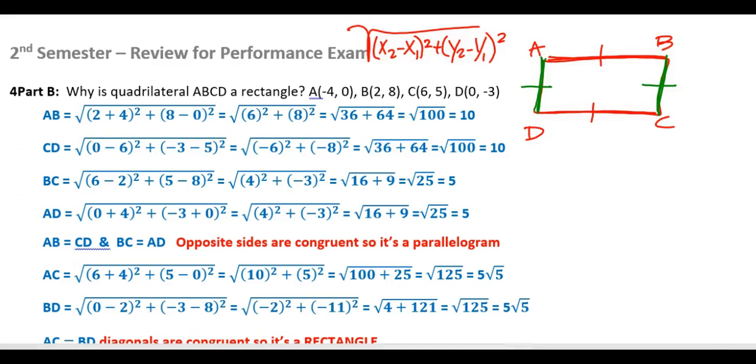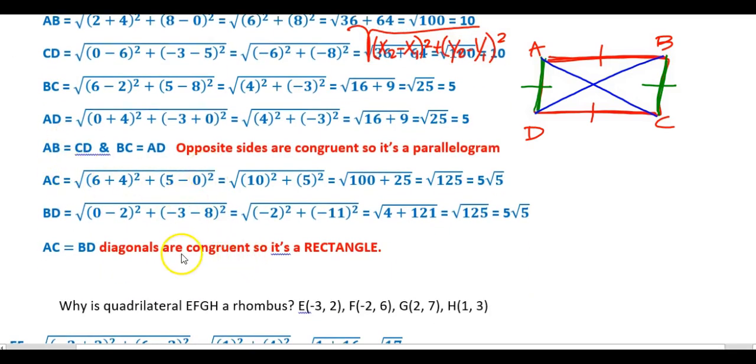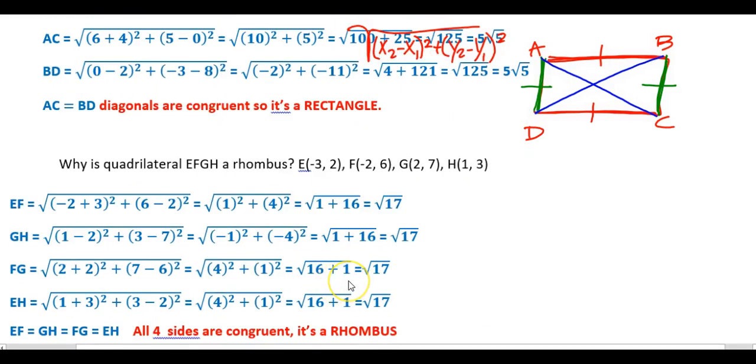So we're talking about AC right here and BD. If we find the length of them and compare them, again AC and BD, we get 5 radical 5, and we simplify it. Or you can actually just stop right here, because you can see that this is the square root of 125, and this is the square root of 125, which means the lengths of AC and BD are the same. So if AC is equal to BD, they're diagonals, and if diagonals are congruent, then we can say it's a rectangle. Okay, so let's move on to our next one.